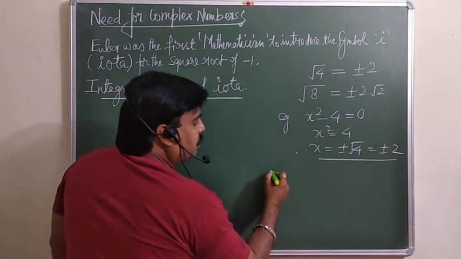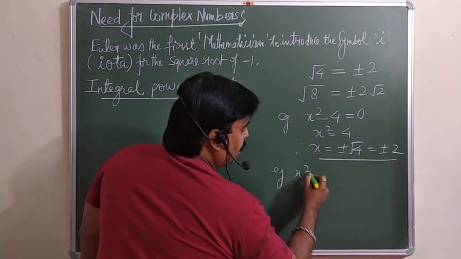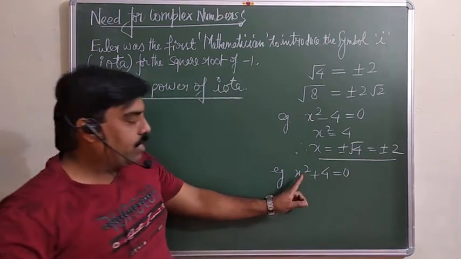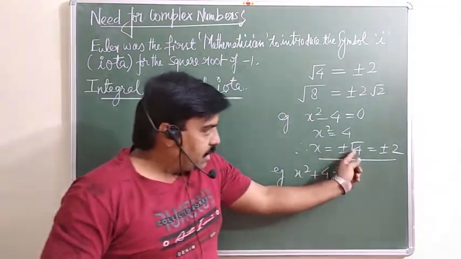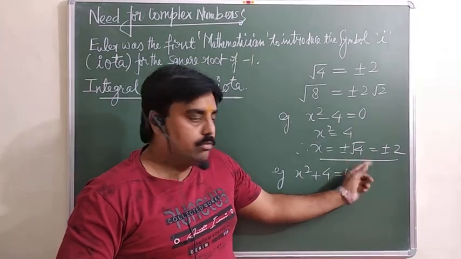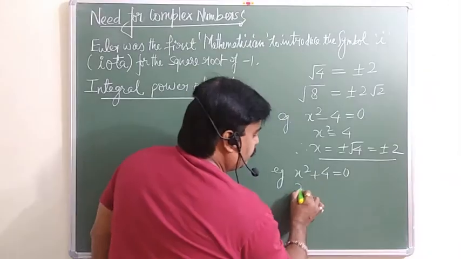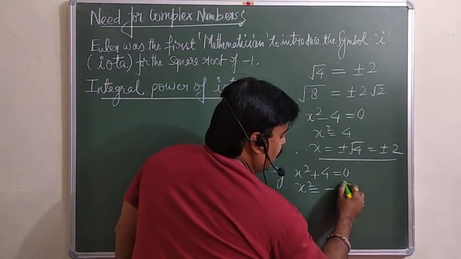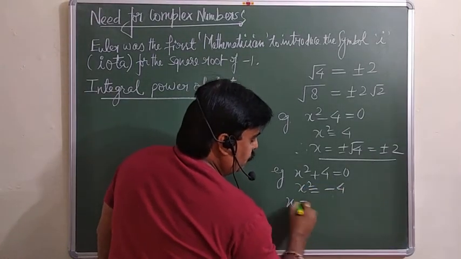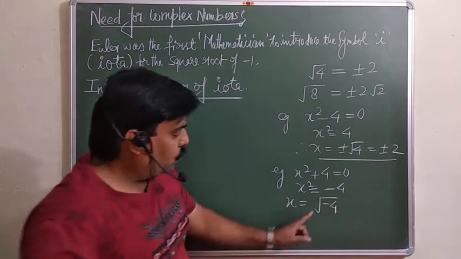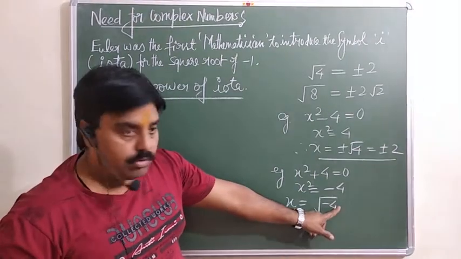But in place of this, suppose your equation is x square plus 4 is equal to 0 and you want to find the value of x. Here x square will be minus 4, and you are going to take the square root of this, under root minus 4. So the question is, how can you take the square root of this number?